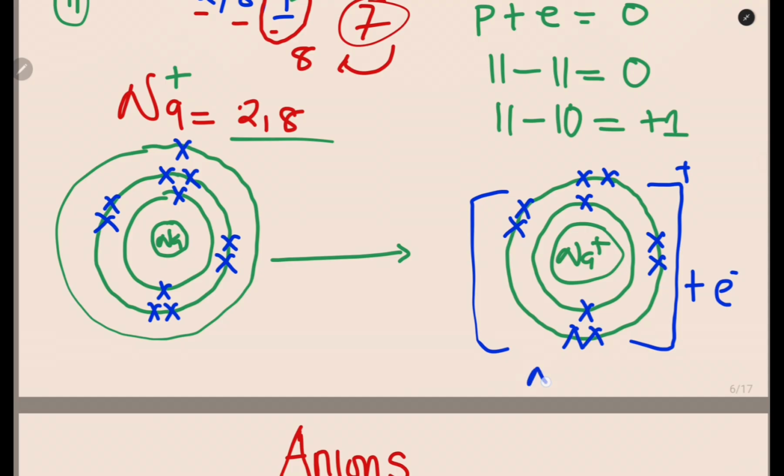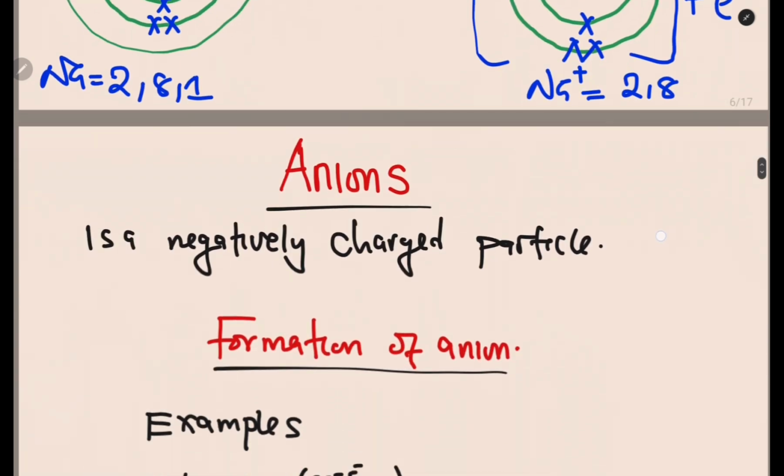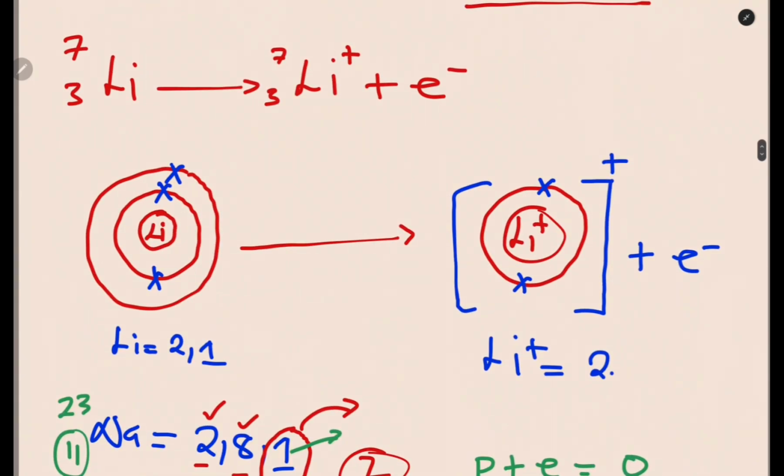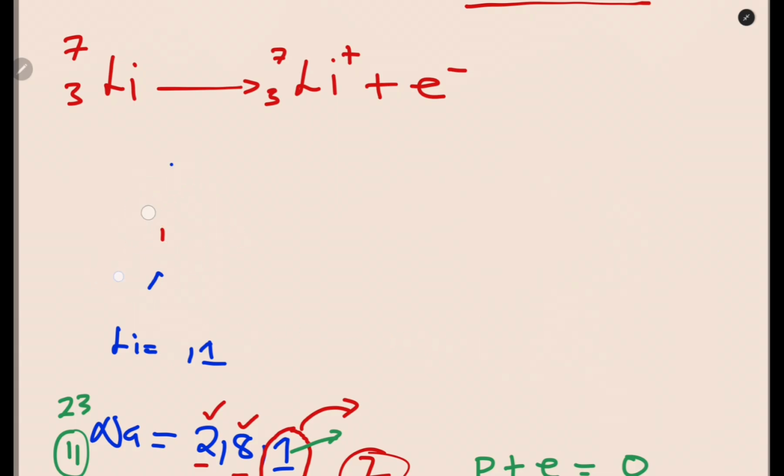The configuration of sodium is going to change to, with the positive on top, which is the charge, 2, 8. Then this one is 2, 8, 1. This is sodium. All right, so that is the formation. So this is the sodium ion.